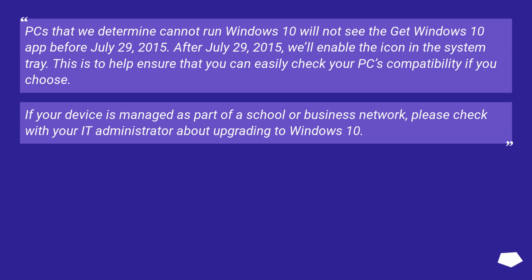PCs that we determine cannot run Windows 10 will not see the Get Windows 10 app before July 29, 2015. After July 29, 2015, we'll enable the icon in the system tray. This is to help ensure that you can easily check your PC's compatibility if you choose. If your device is managed as part of a school or business network, please check with your administrator about upgrading to Windows 10.